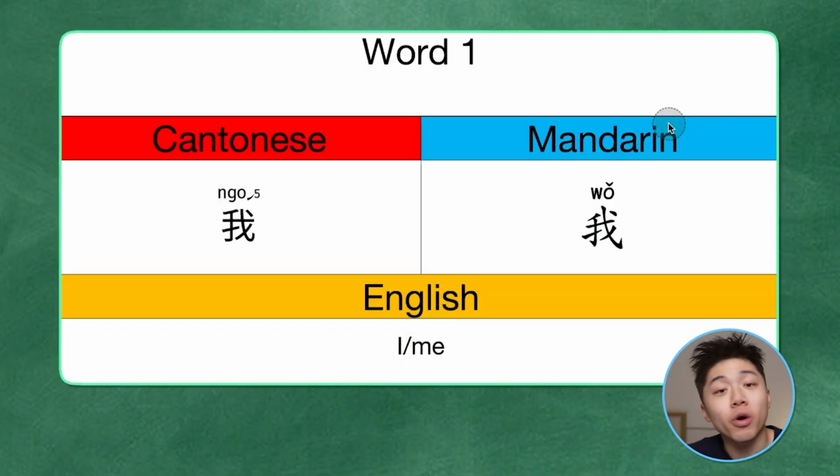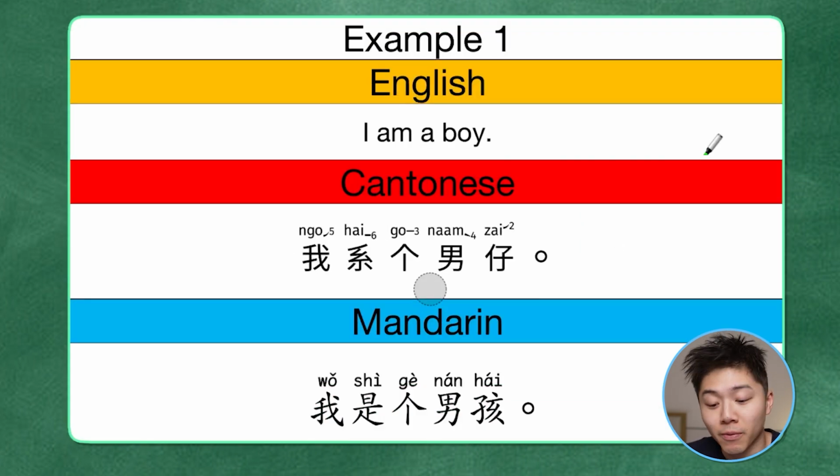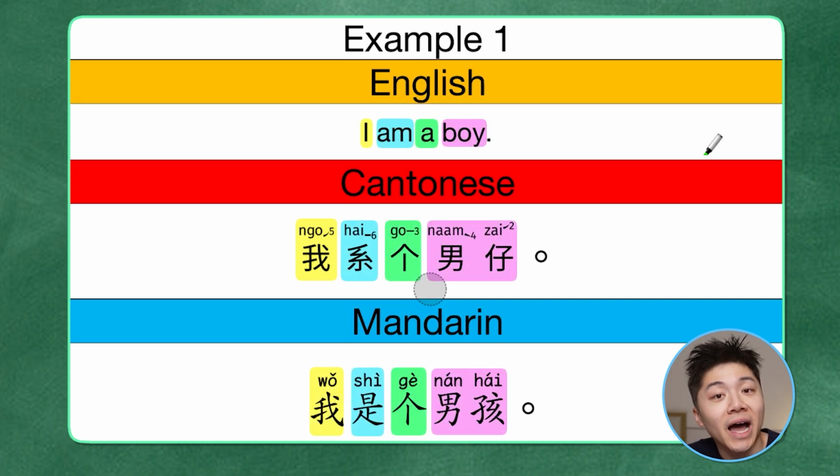Let's get into it. So the first word is me, which in Cantonese is ngõ, in Mandarin 我. It means me. So let's look at an example. I am a boy. In Cantonese, 我係個男仔. I'm a boy. In Mandarin, 我是個男孩.